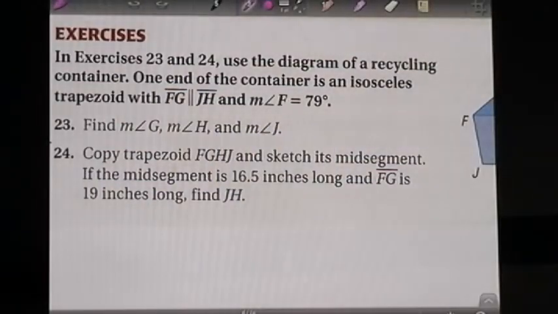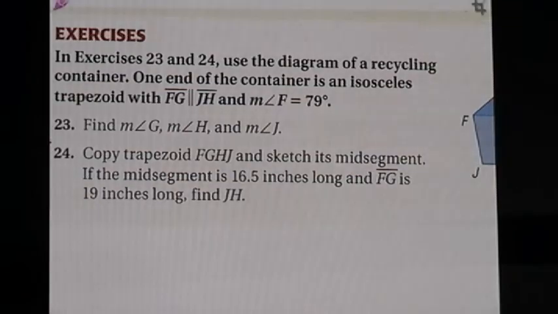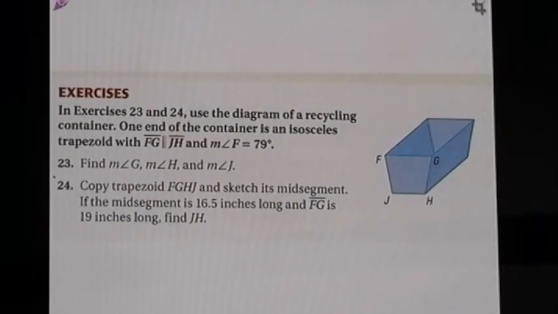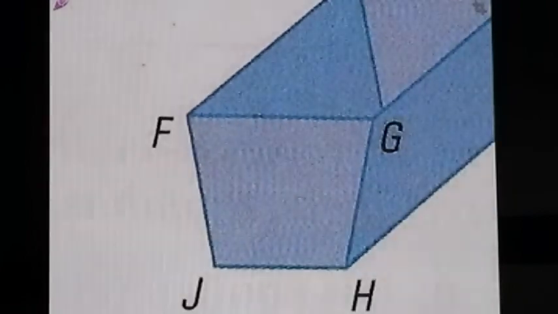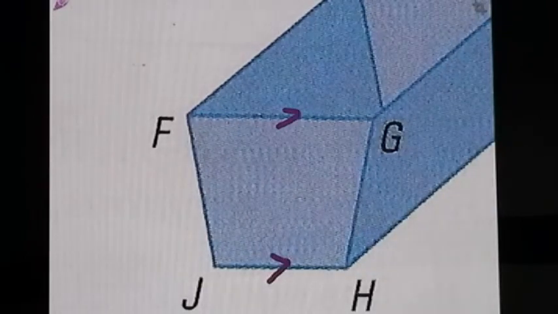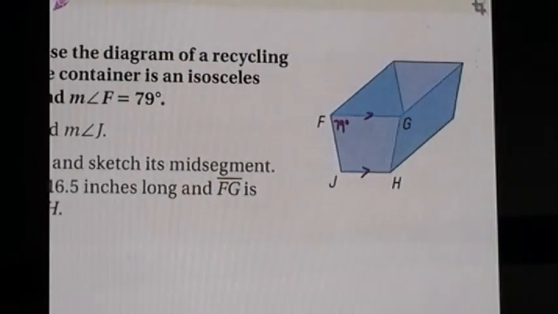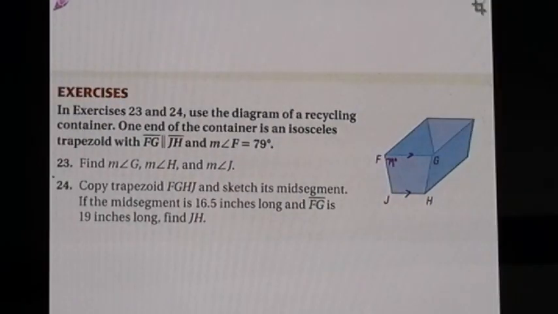One end of the container is an isosceles trapezoid with FG parallel to JH, and the measure of angle F is 79. So we're going to just mark our figure. Always mark your figures, at least if you're doing that. That's good. 79 degrees. Okay, and it says, find the measure of angle G and H and J. It's an isosceles trapezoid.